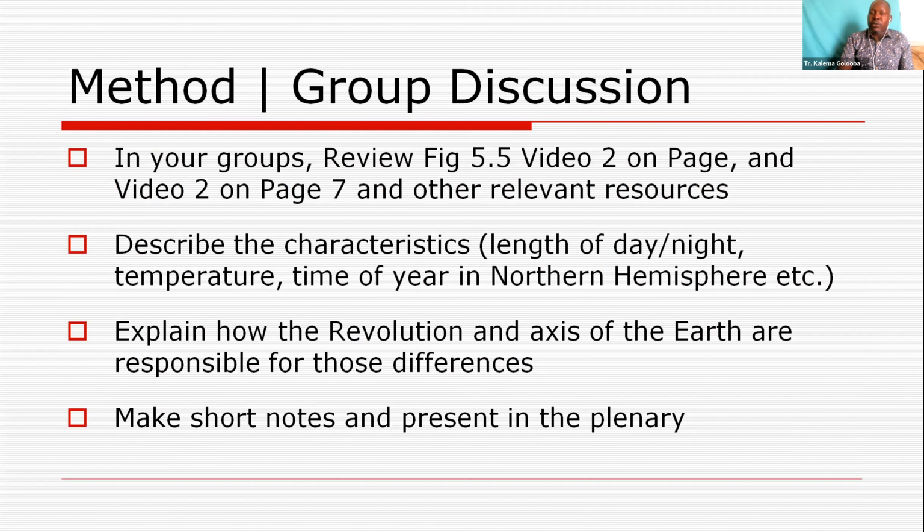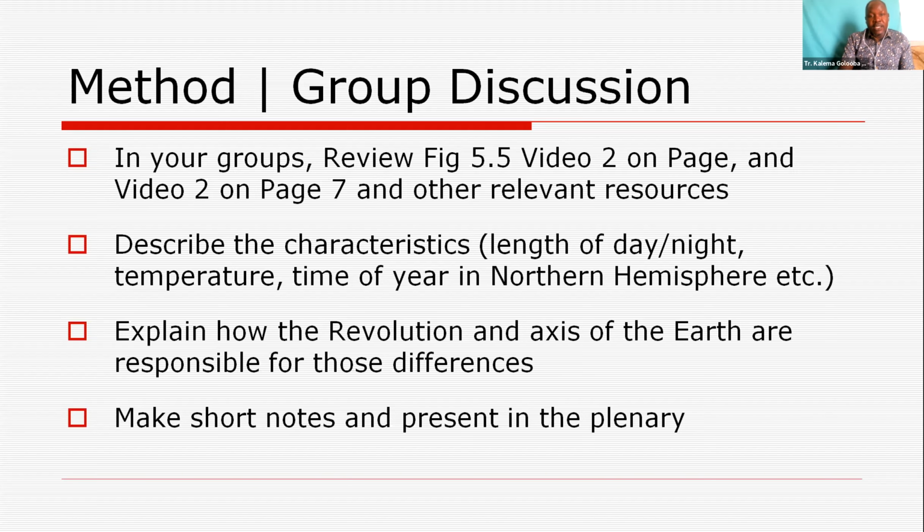Explain how the revolution and the axis of the earth are responsible for the differences above. How does revolution of the earth cause summer solstice? How does it cause the equinoxes? What are the characteristics during equinox? So I need you to talk about those, make some short notes.